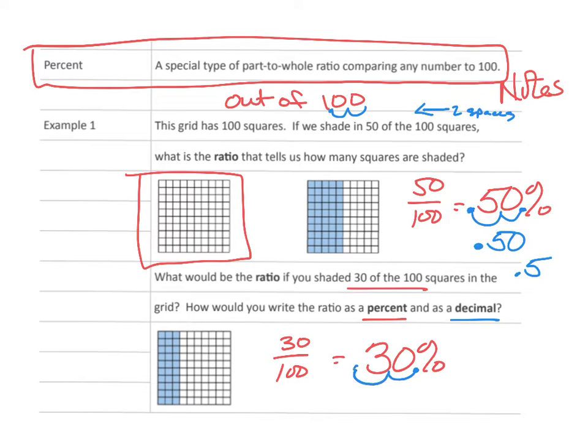Same thing with the 30. Move it to the left 2 times, 30 hundredths or 3 tenths, either one. Generally speaking, I would like you just to take off the 0. You don't need it. So 3 tenths or 5 tenths.